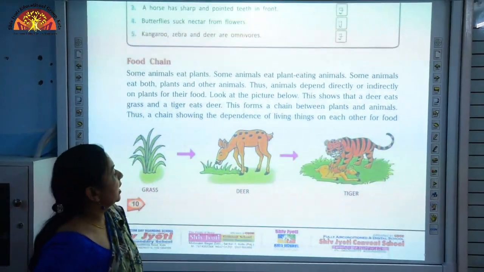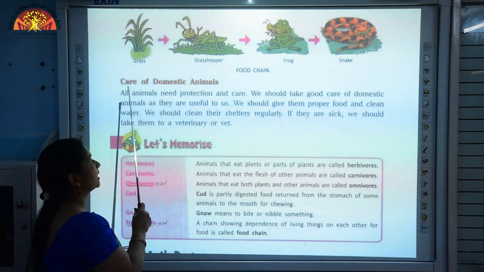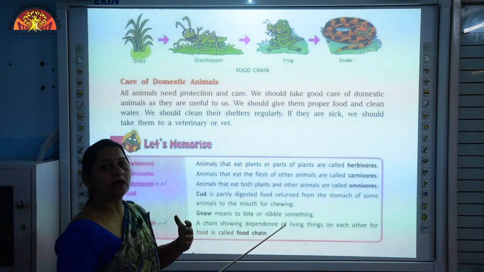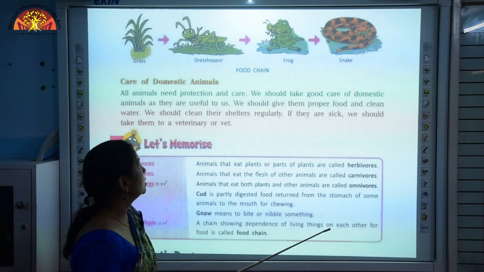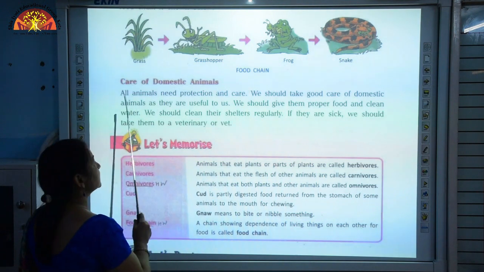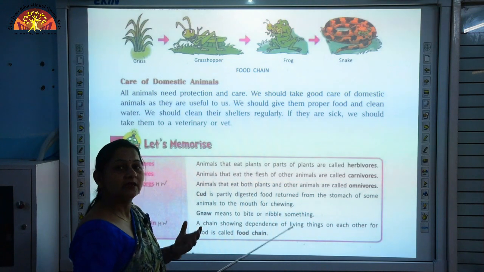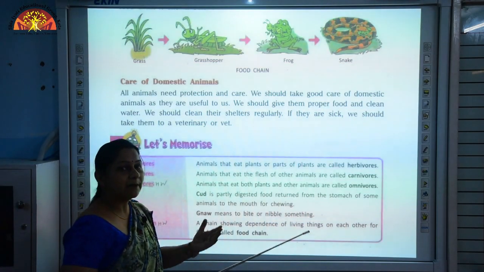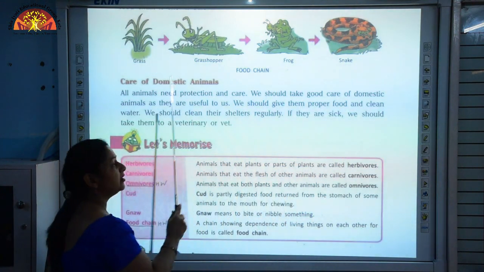Now we come to care of domestic animals. We come to the topic how we can take care of domestic animals. Domestic animals are the animals which are kept for some purpose or as pets, but we need to take care of them too. So how can we take care of these animals? We should take good care of domestic animals because they are very useful to us. Some animals like cow and buffalo give us food materials like milk, and some work for us, like dogs, which help guard our houses. So we should give them proper food and clean water.